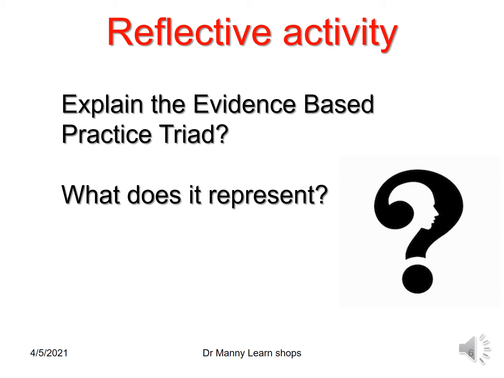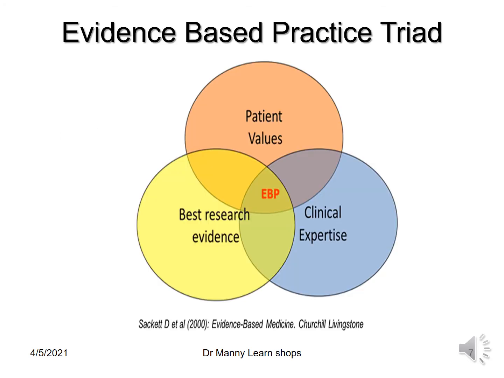Explain, what do we mean by the evidence-based practice triad? And what does it actually represent? Well, the triad is this. It incorporates, as we said, patient values, best research evidence, and also clinical expertise. That's the triad.